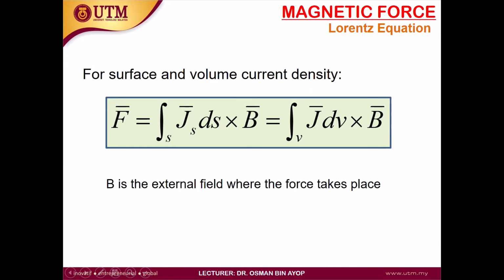For surface and volume current density, F equals the surface integration of Js ds cross B, and also equals the volume integration of J dV cross B, where B is the external field where the force takes place.